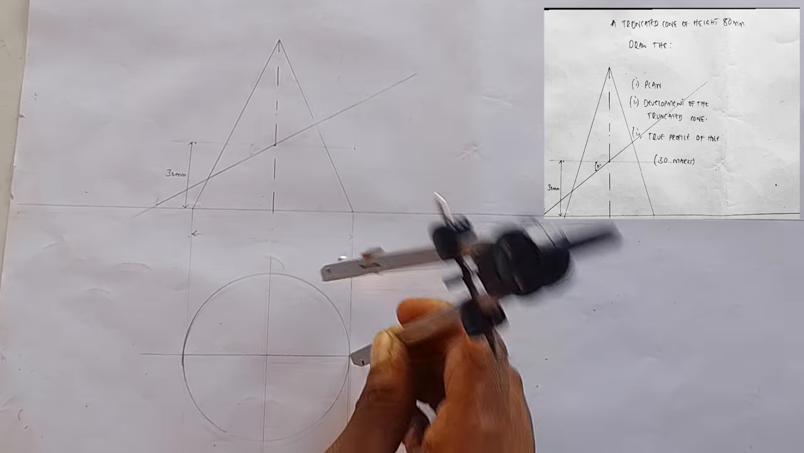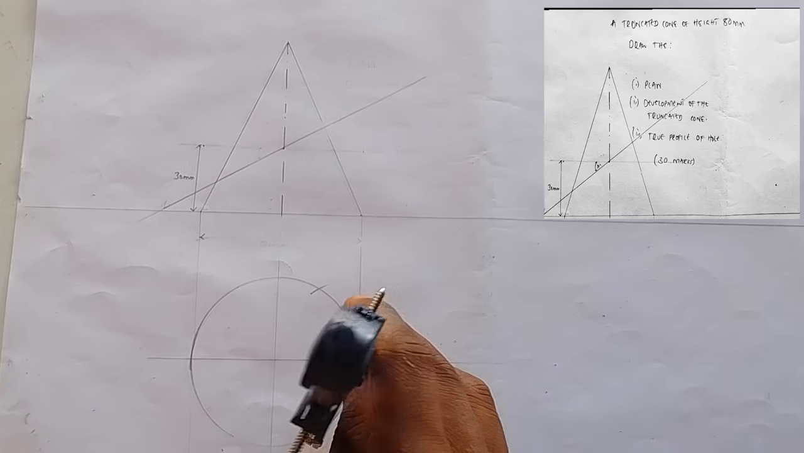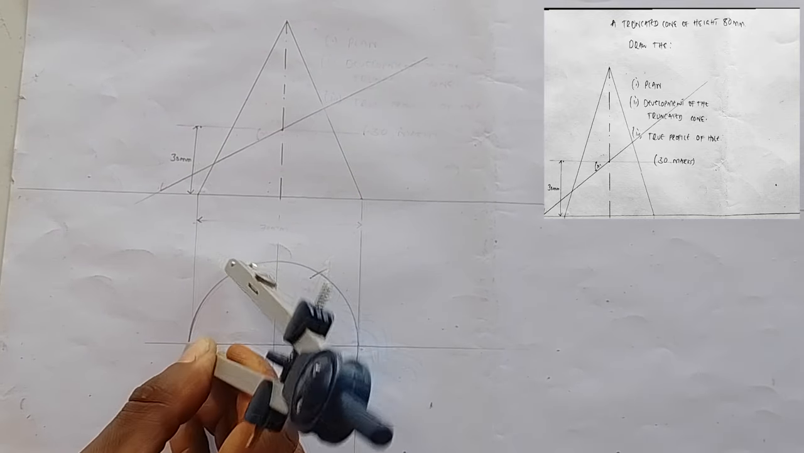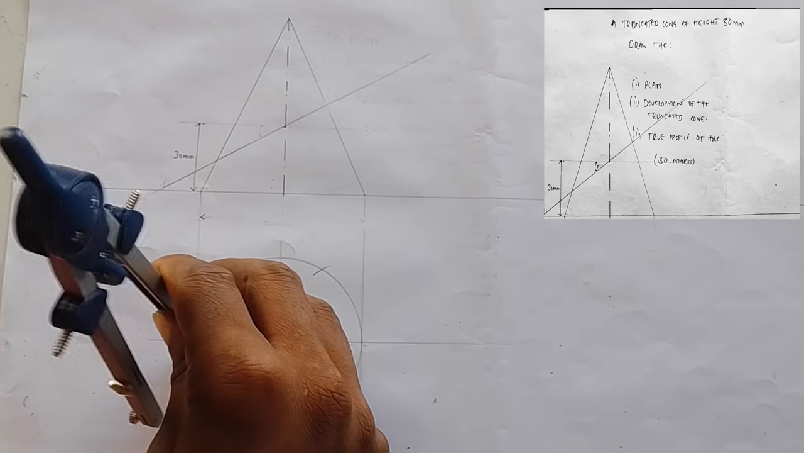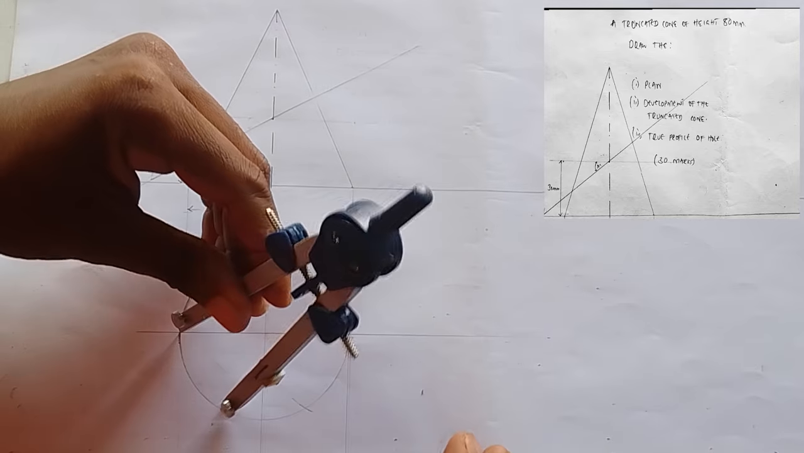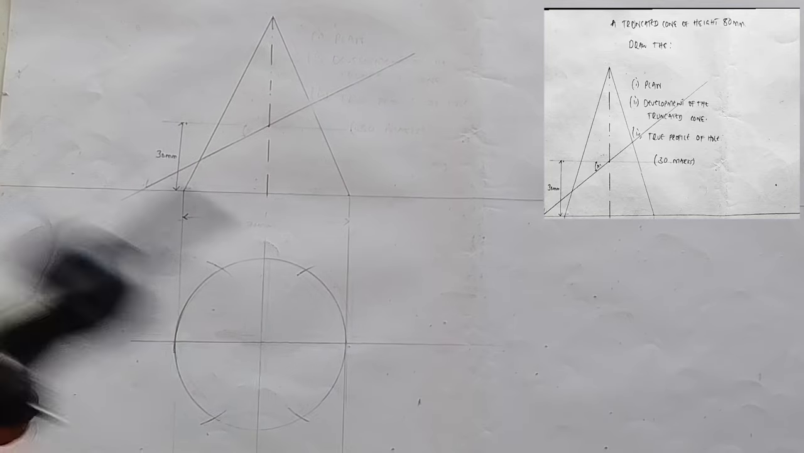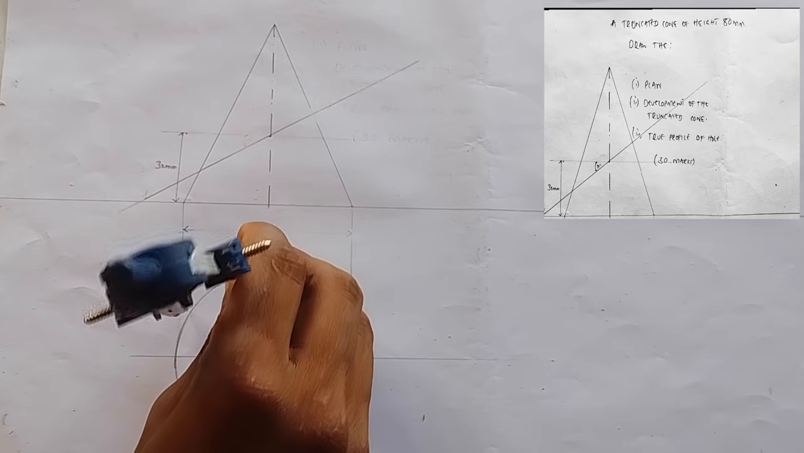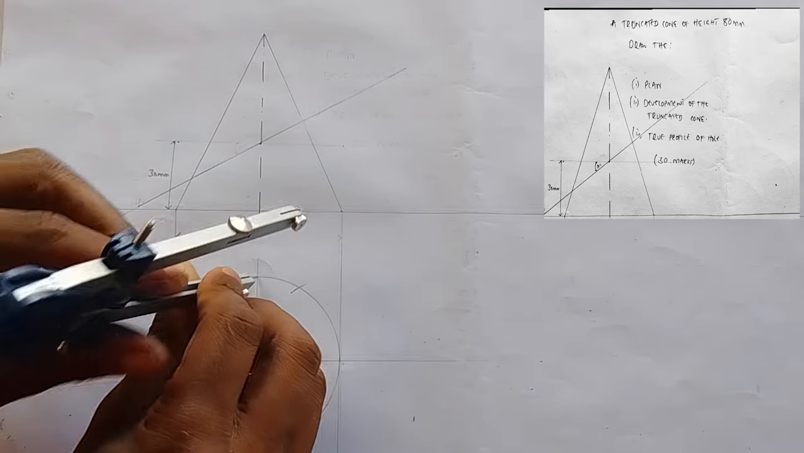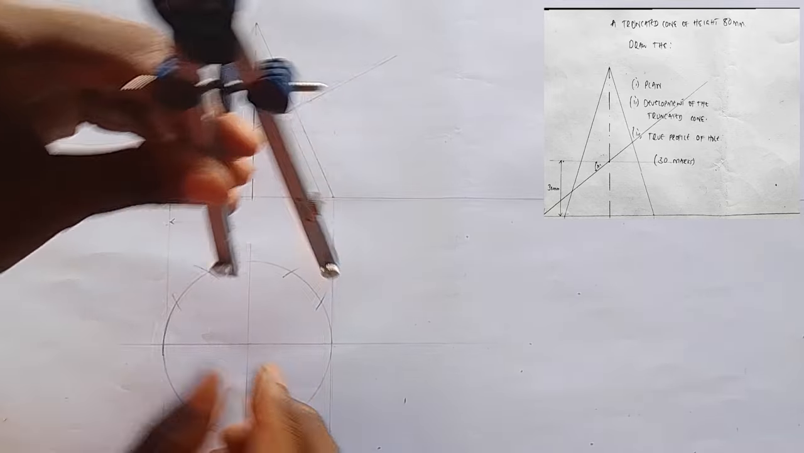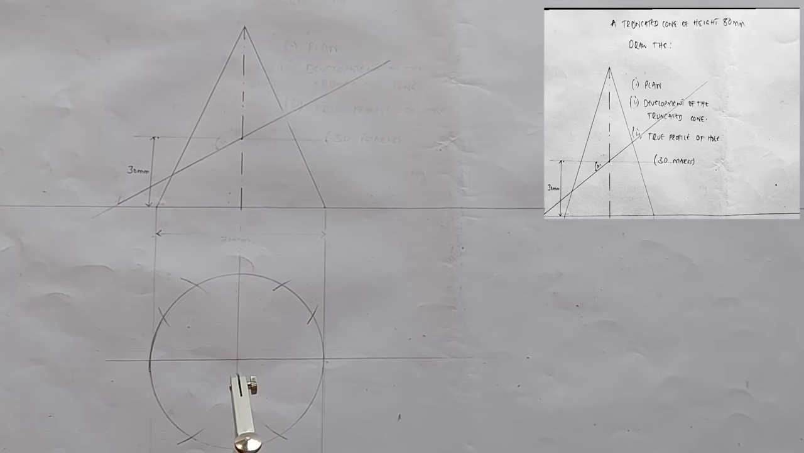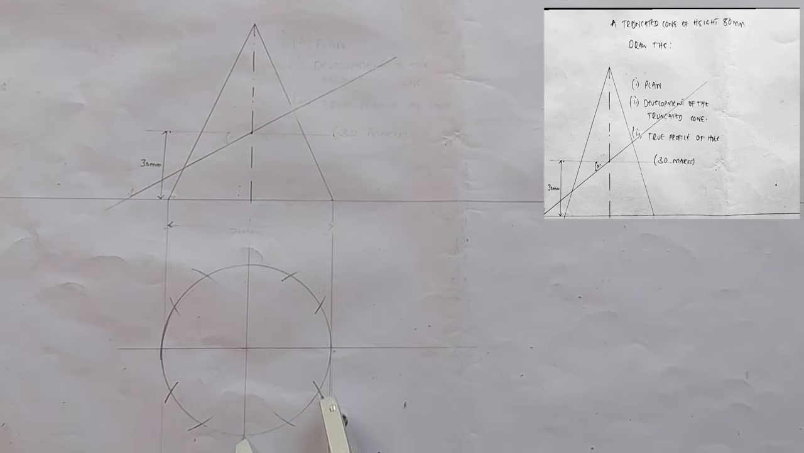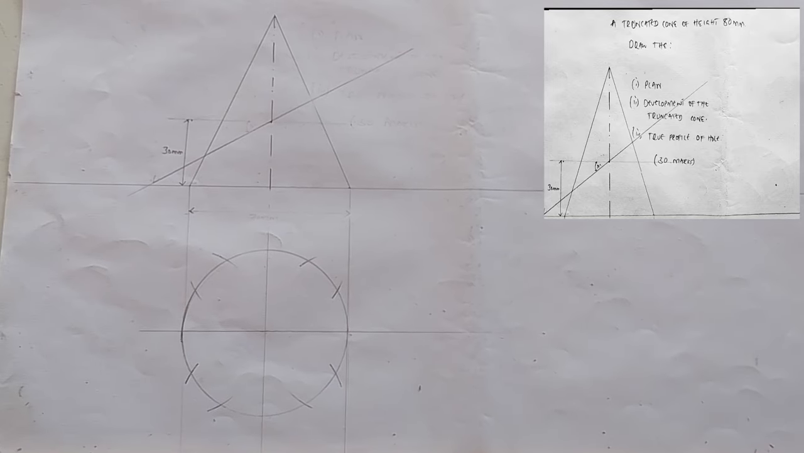Stand at this particular point and strike an arc up and down like that. Then using the same radius, stand at this other point and strike another arc up and down. Then standing at this point, strike an arc left and right. Then standing again at this point with the same radius of 3.5, strike an arc left and right. That circle has already been divided into 6 equal parts.